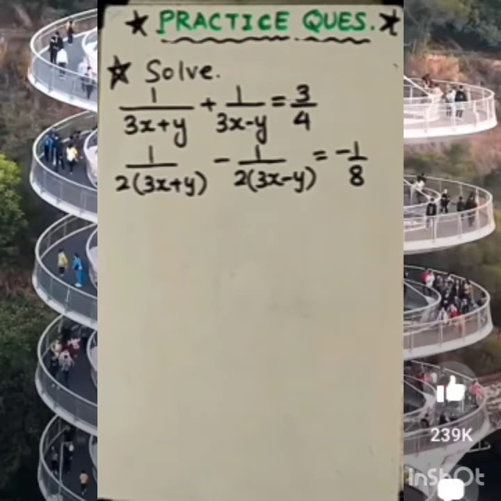One more question of the same chapter is in front of you. 1 upon (3x plus y) plus 1 upon (3x minus y) equal to 3 by 4. And 1 upon 2 in bracket (3x plus y) minus 1 upon 2 in bracket (3x minus y) equal to minus 1 by 8. This is the question.